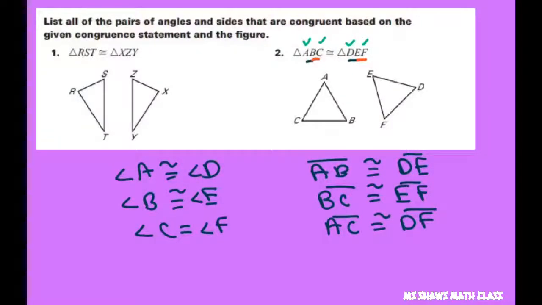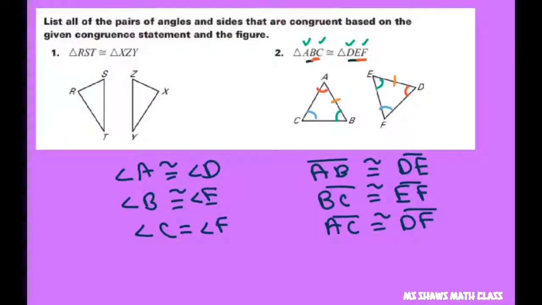Now let's mark it with different colors. Let's do this one. A is congruent to D. B is congruent to E. And then we have C is congruent to F. And then for the sides, we have AB is congruent to DE.